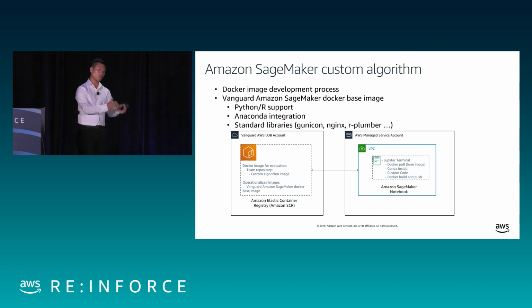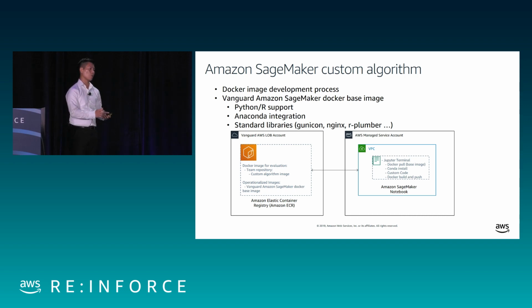So there are still two processes. The first process is the Docker image development process. A data scientist needs to be able to create and customize the Docker image. In order to do that, they need a starting base image to build from. So what we did is we created a Vanguard Amazon SageMaker Docker base image.